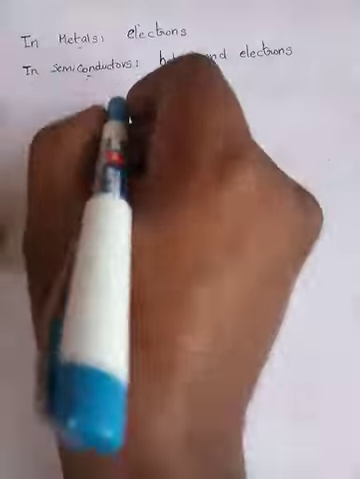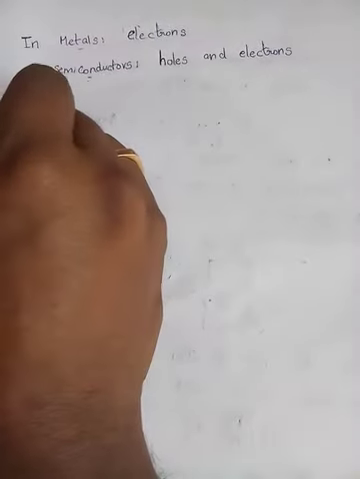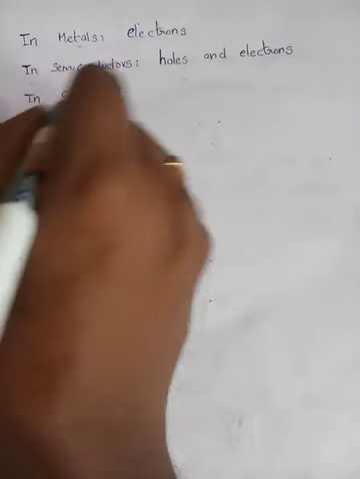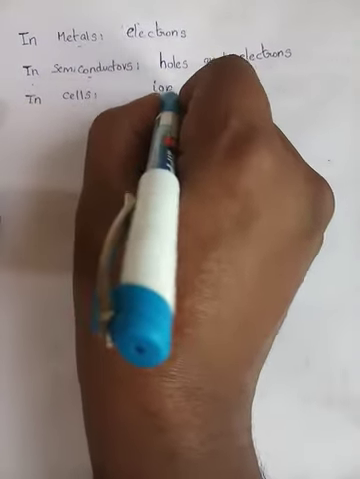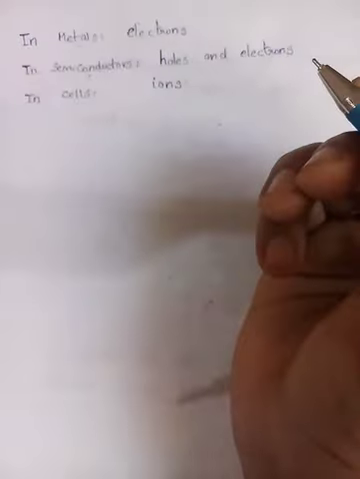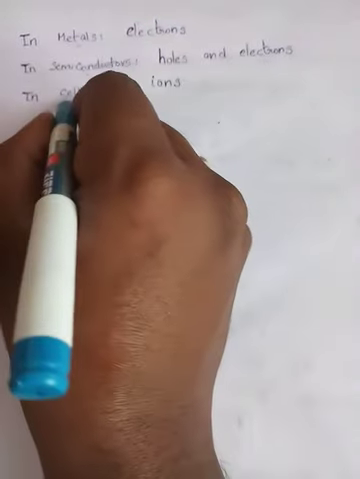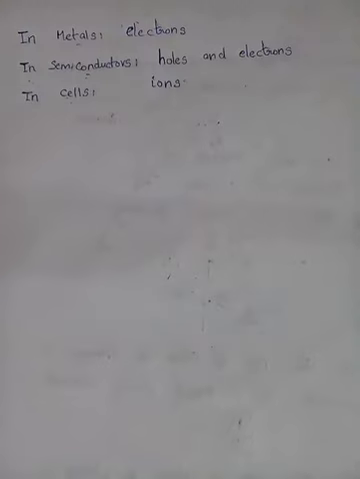Next, so in metals, electrons. In semiconductors, what? Holes and electrons. Next, in cells, ions are the charge carriers, or in discharge tubes. So in discharge tubes or neon signs and all this, we can say that ions are the charge carriers.